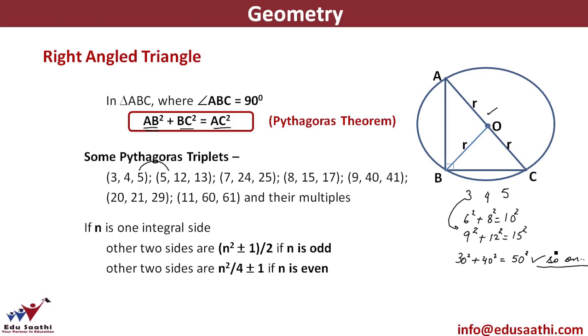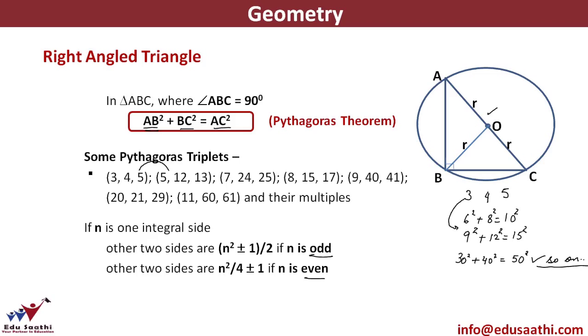Now the rule to calculate the other sides is as follows. If n is one of the integral sides given to you in the question, the other two sides are given by (n square plus minus 1) by 2 if n is odd, and (n square by 4) plus minus 1 if n is even. So if one of the sides is given and it is an integral side, you can always find the other two sides using these formulas. The only criterion is whether the n given to you is odd or even, so you use the formula accordingly to get your answer.